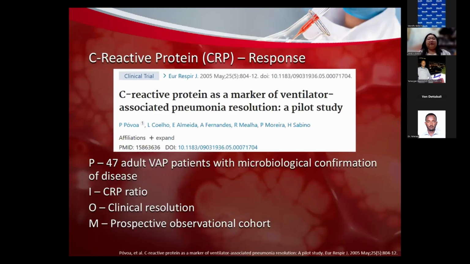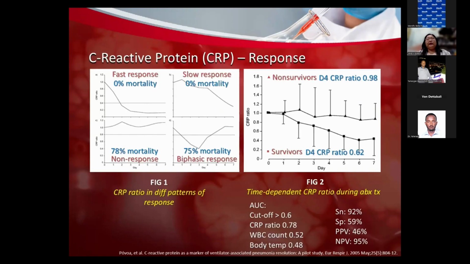So, a prospective observational cohort study by FOA et al. enrolled 7 adult VAC patients with microbiological confirmation and similarly evaluated the difference of CRP ratio and its patterns of response between survivors and non-survivors. So in general, it is similar to the first study that I've shown, where fast responders and slow responders have lower mortality rate and had decrease or rapid decline in CRP, whereas non-responders or those with biphasic responders had higher mortality rate and their CRP ratio level remained high.